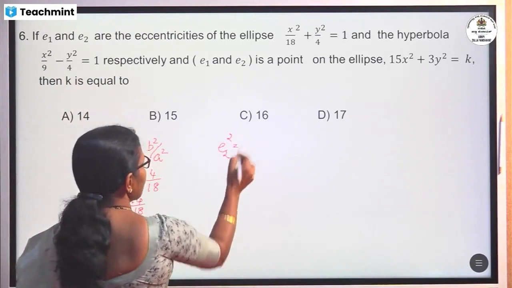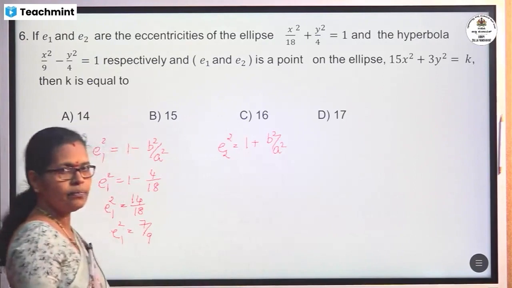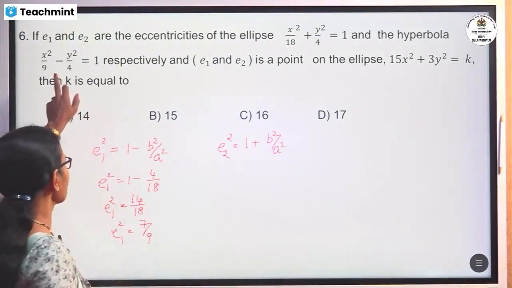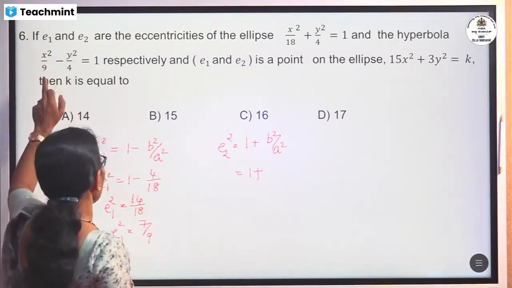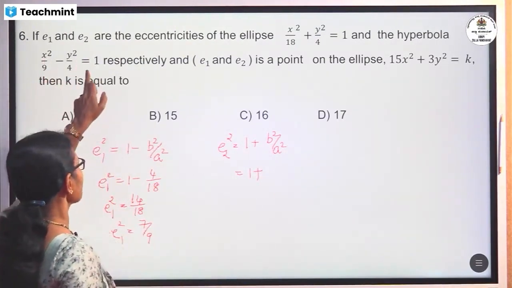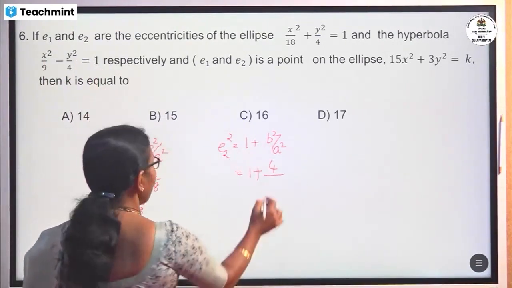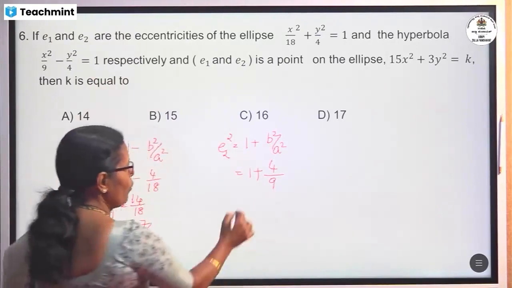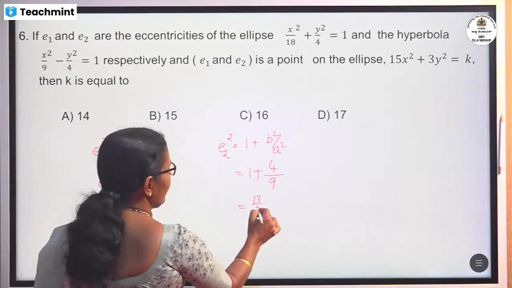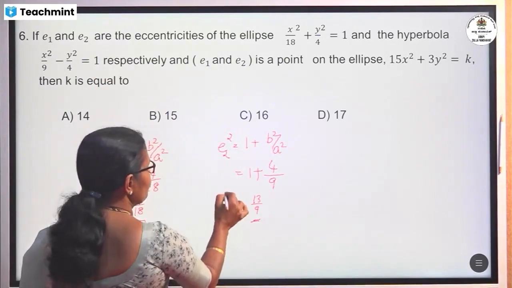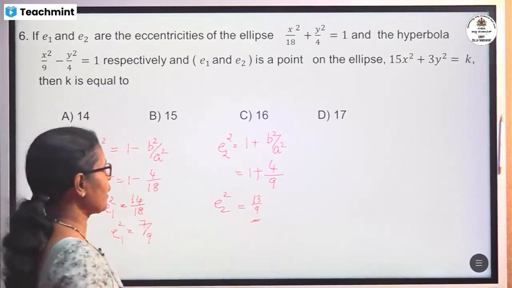E2 square is equal to 1 plus b square by a square. Here, x square by a square minus y square by b square is equal to 1, so b square is 4 and a square is 9. Now take LCM, 9 is the LCM, then we get 13 by 9, which is E2 square. E2 square is equal to 13 by 9.